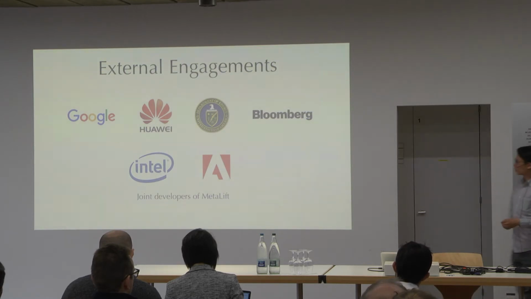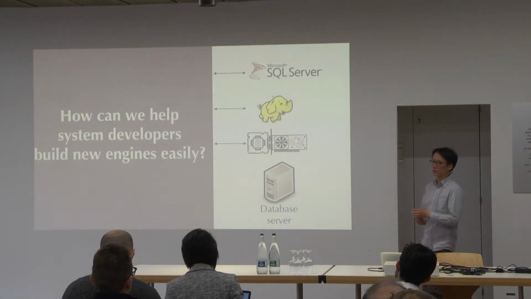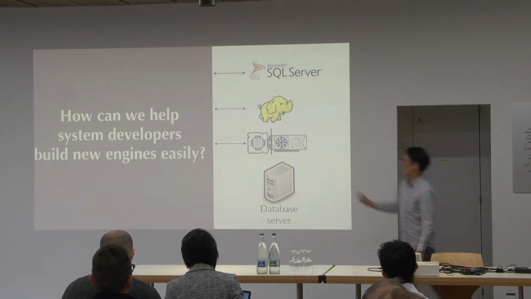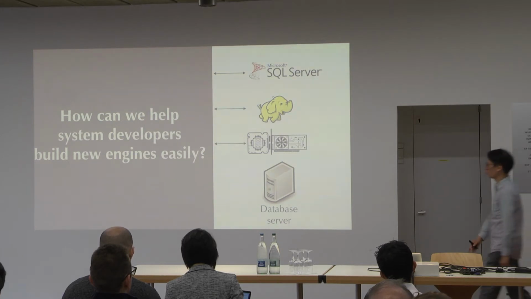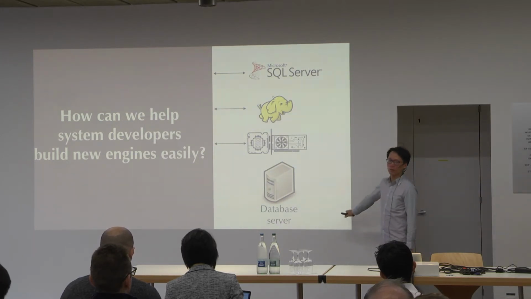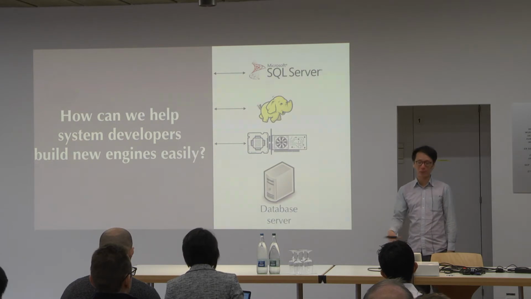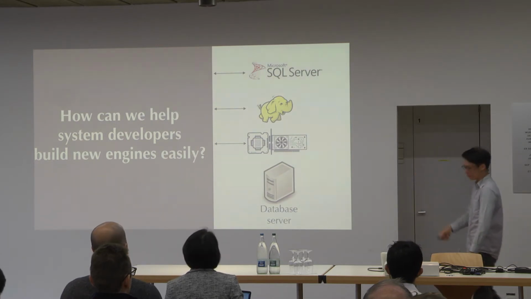Okay, so let me move on. Now let's talk about what happens to the data system developers. We talked about the application developers needing to choose among the different frameworks and APIs that they can use. Now let's talk about what happens to the people who want to actually build a new database engine, like the scientists that we talked to.